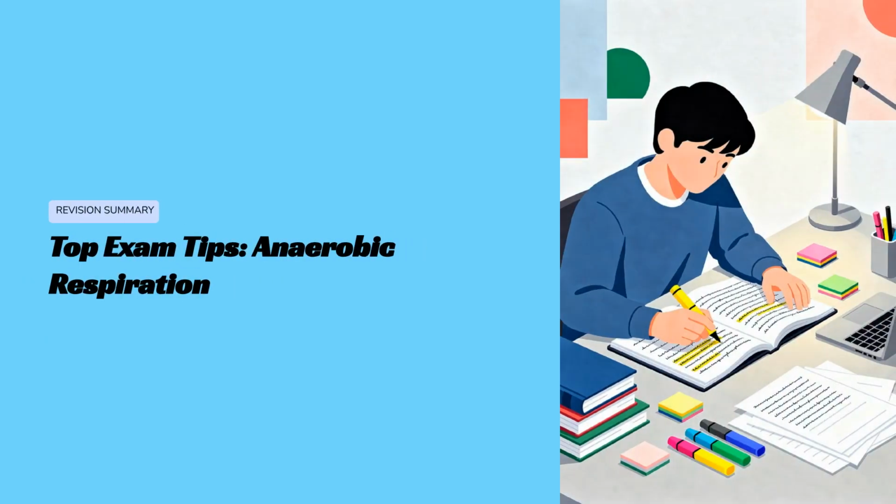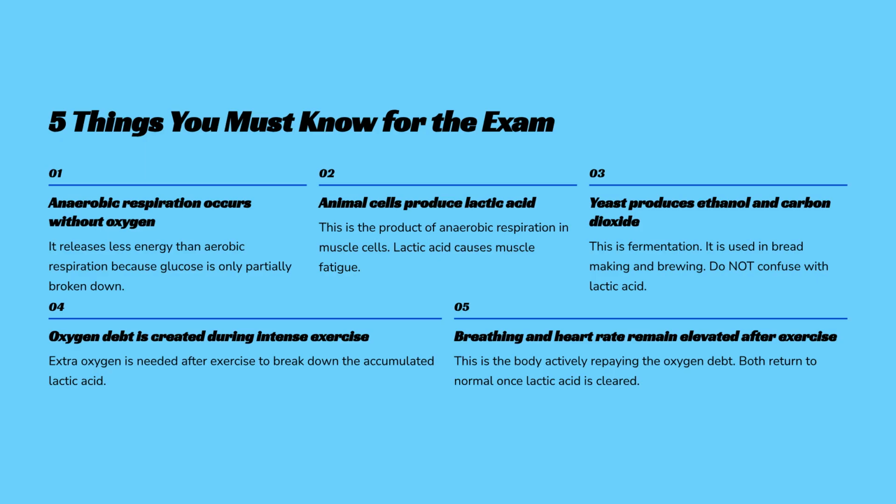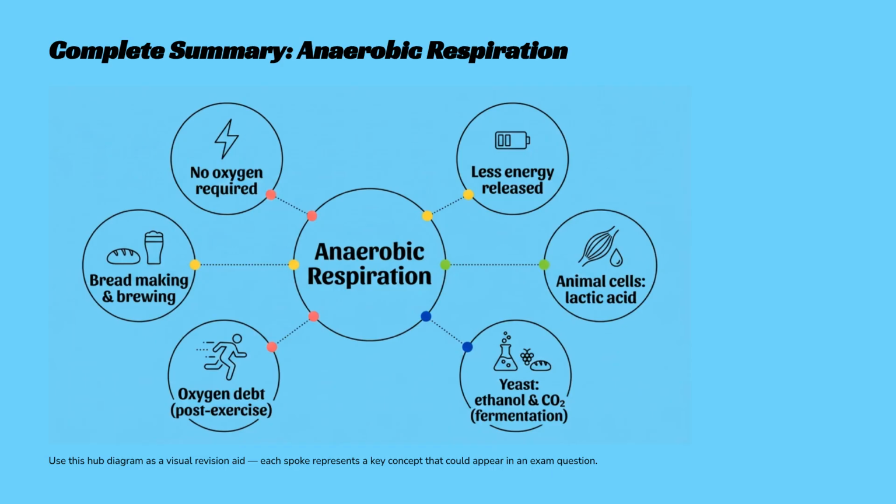This section serves as your revision summary, distilling the most critical points you need to master for your exam. Here are the 5 must-know facts. Anaerobic respiration lacks oxygen. Animals make lactic acid. Yeast makes ethanol and CO2. Intense exercise creates an oxygen debt, and recovery involves elevated breathing and heart rates. Use this hub diagram as a visual aid to connect all these key concepts. Each spoke represents a core area you should be able to explain confidently.